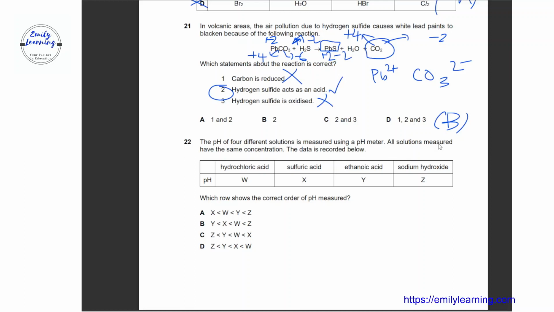Or you can just remember that for acid-carbonate reactions, it is not a redox reaction. So you do not need to have any redox. Once you see an acid-carbonate reaction, any reduction, any oxidation should be out. You can straight away go to this. All right.